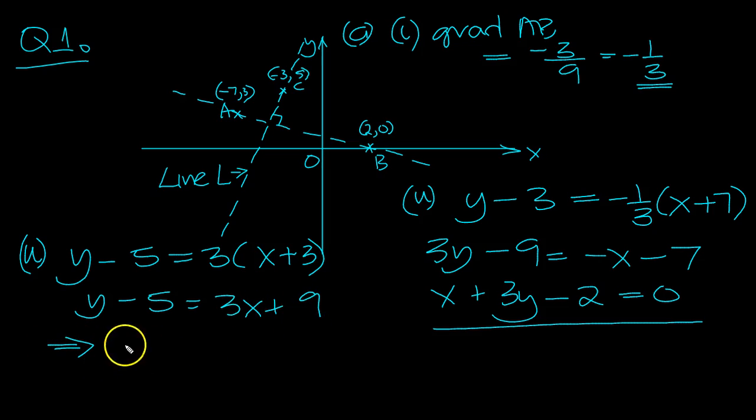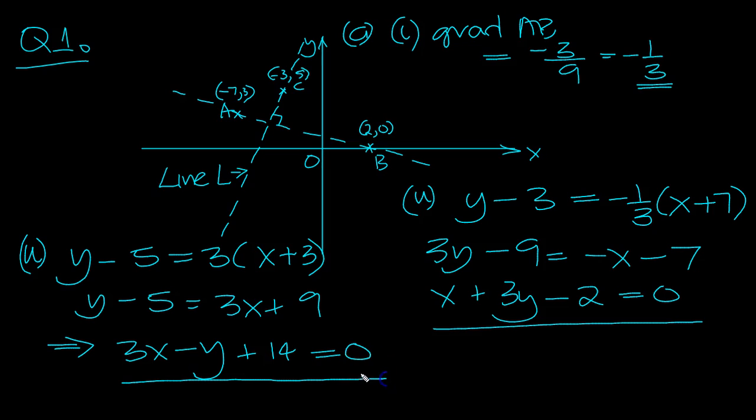So that tells us that 3X minus Y plus 5 and 9 is 14, and then it's equal to 0 over here. And I've written it from right to left and moved these two things over the other side. So that was part 3.